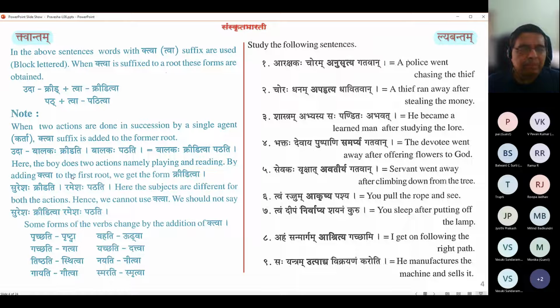And so some examples were read, and so prichati becomes prishtva, vahati, uditva. Some complex ones also we saw. Gacchati, gatva, yachati, datva, tishtati, sthitva, nayati, neetva, gayati, geetva, smarati, smritva. So it will be nice for us to make our own scratch sheet with tvantas of quite a good set of popular kriyapadas. Okay.